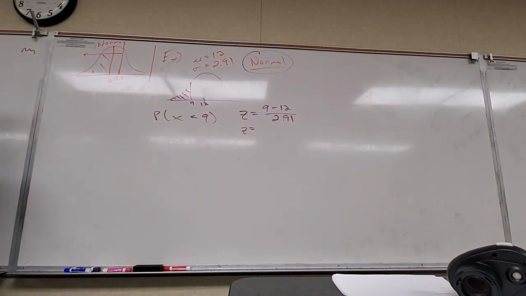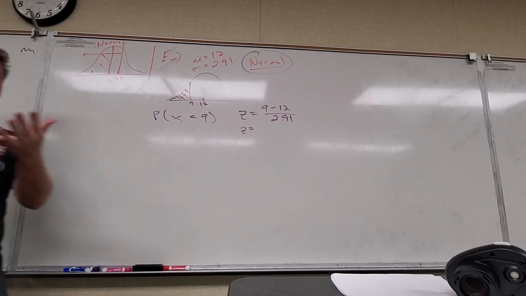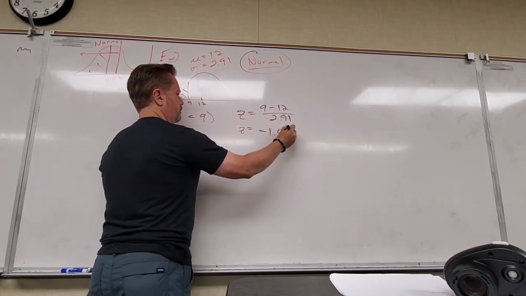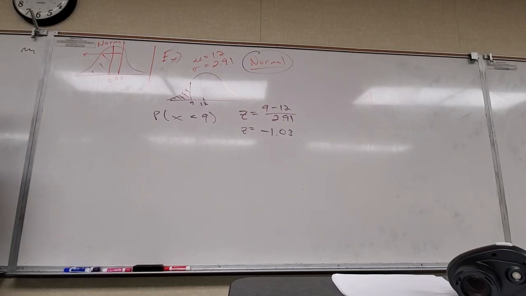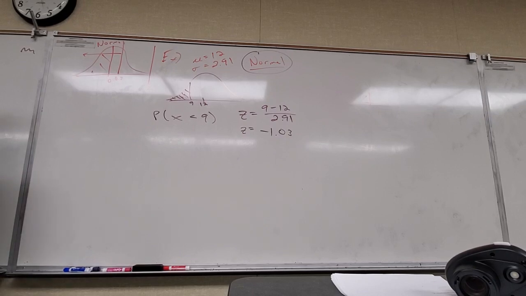Or 1.03? Yes, I did do it on the calculator. Okay, so everybody double check. We do 9 minus 12, that's negative 3, divided by 2.91, negative 1.03? Yeah, because 2.91 is 97% of 3, so it's 0.03 off, 3%. Okay, let's all double check.